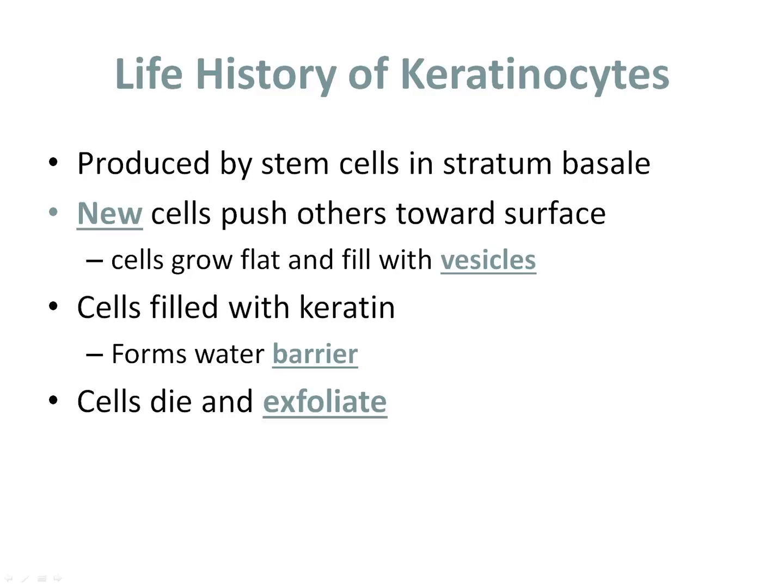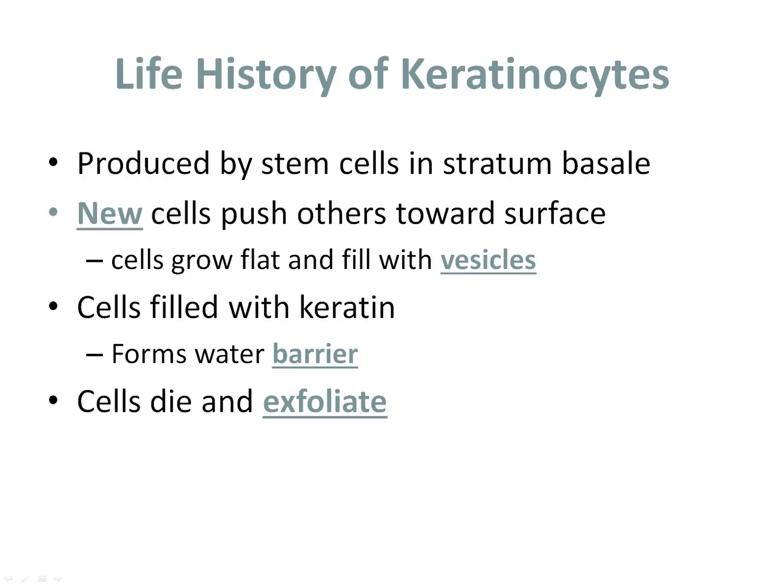So the life history of a keratinocyte. That cell type starts out being produced by the stem cells in the stratum basale. Remember that our germinal layer is where we produce new keratinocytes, and that germinal layer is the stratum basale. So those new cells push towards the surface, and as they get closer to the surface, they grow flat and fill with vesicles.